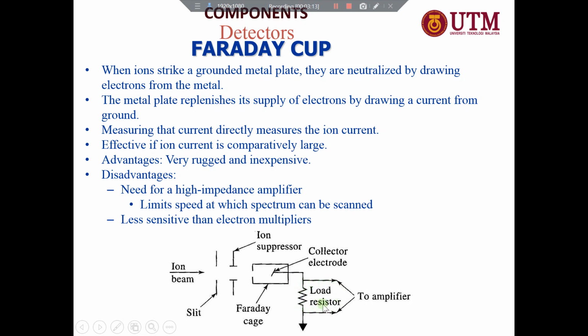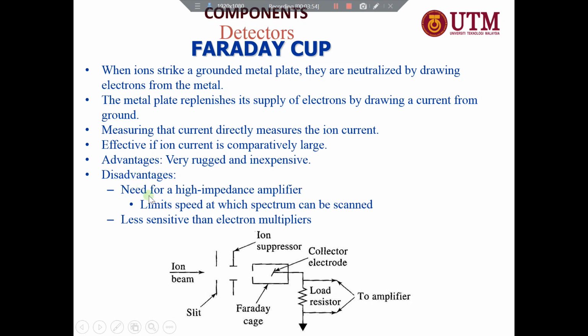The ion current over here that we calculate, the amount of current produced, is what we calculate. Then that is what we send to the amplifier and also into our data system and our display. Alright, effective if ion current is comparatively large. Okay, advantages: very rugged and inexpensive, meaning very durable and cheap. I'm not really sure how durable, or how many ringgit the cheap is. I'm not really sure, I cannot answer you that. But very rugged and inexpensive.